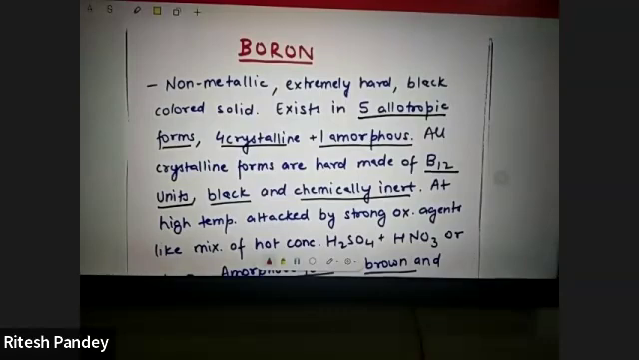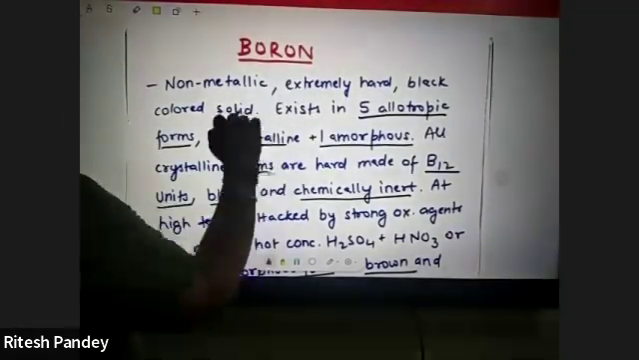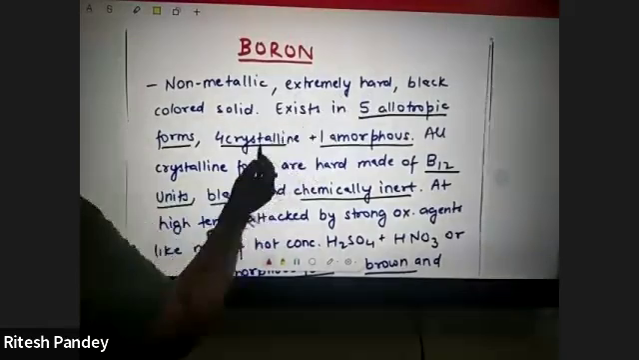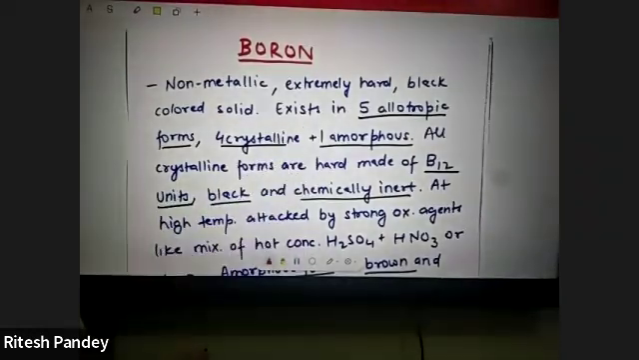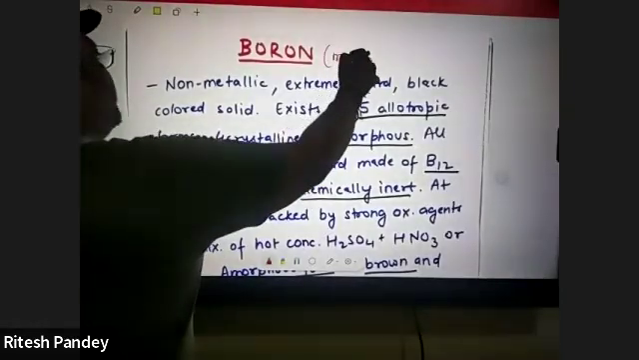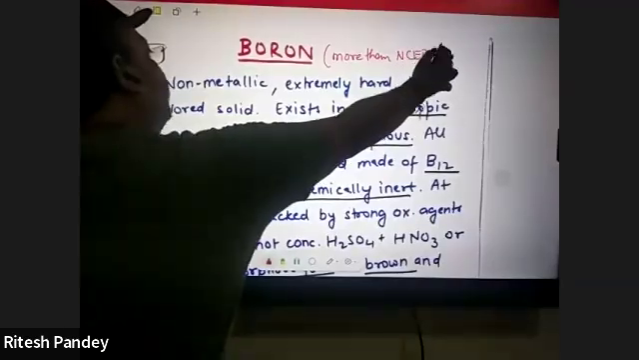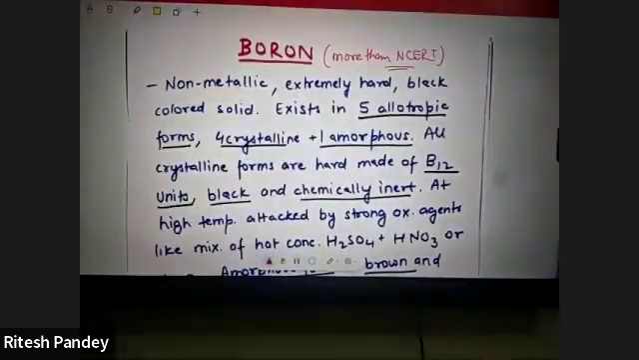But the list you'll want to do is, know that boron is a non-metal, extremely hard, black-colored solid, exists in 5 allotropic forms, 4 crystalline, 1 amorphous. Now, this is obviously much more than NCERT. Keeping all the other exams in mind, I have populated maximum information.